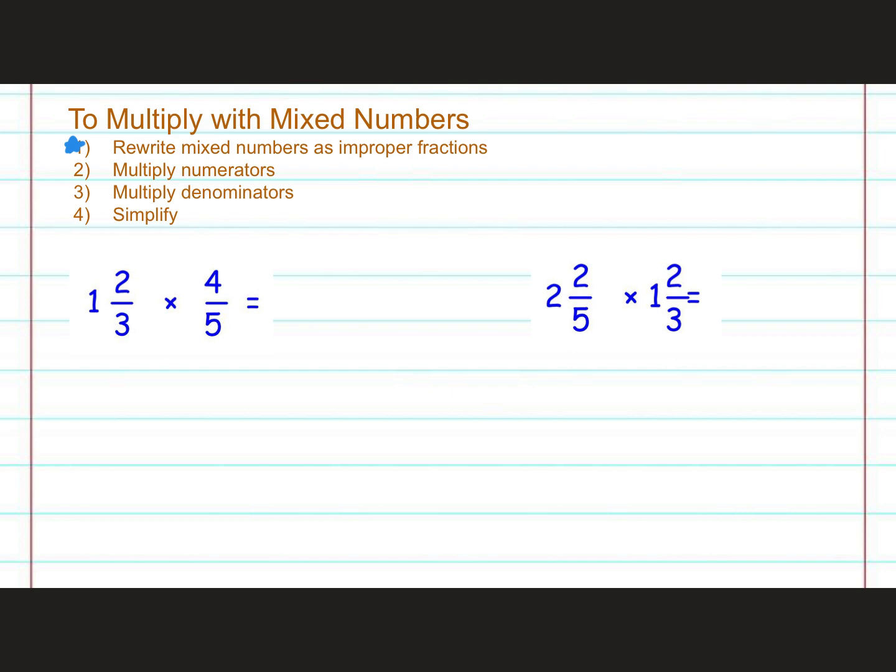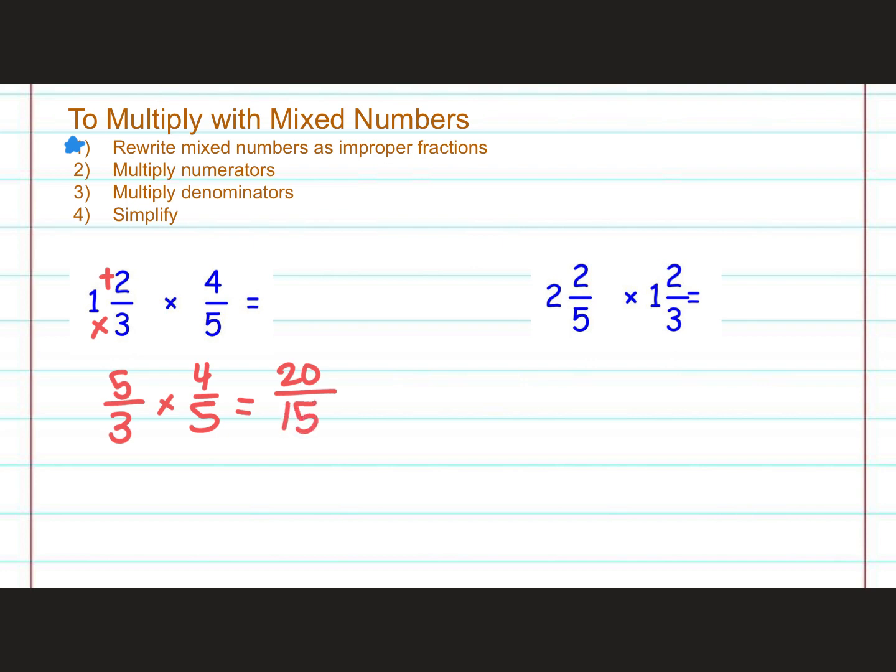1 2/3 times 4/5. So I'm going to do 3 times 1, which is 3, plus 2, which is 5 over 3, and we're multiplying that by 4/5. Now we can multiply the numerators. 5 times 4 is 20. And then we can multiply the denominators. 3 times 5 is 15.